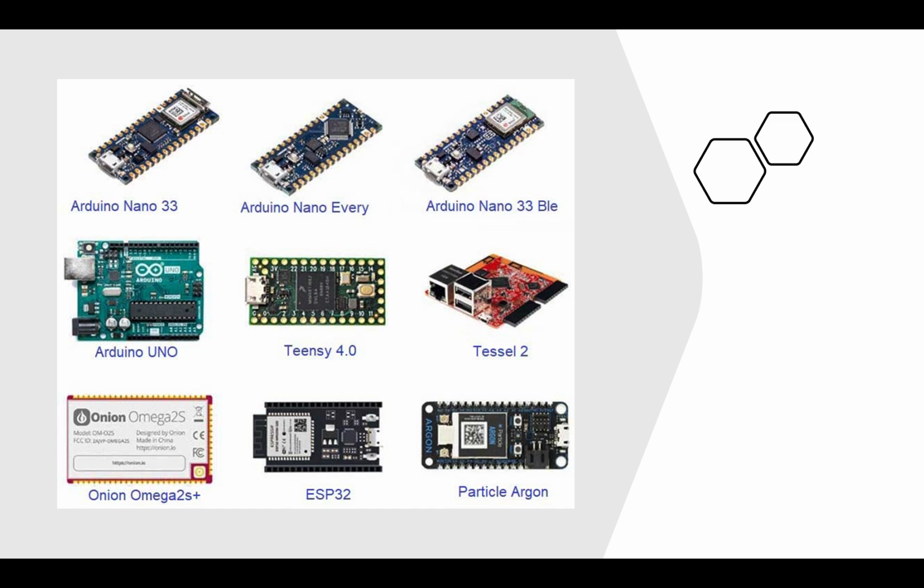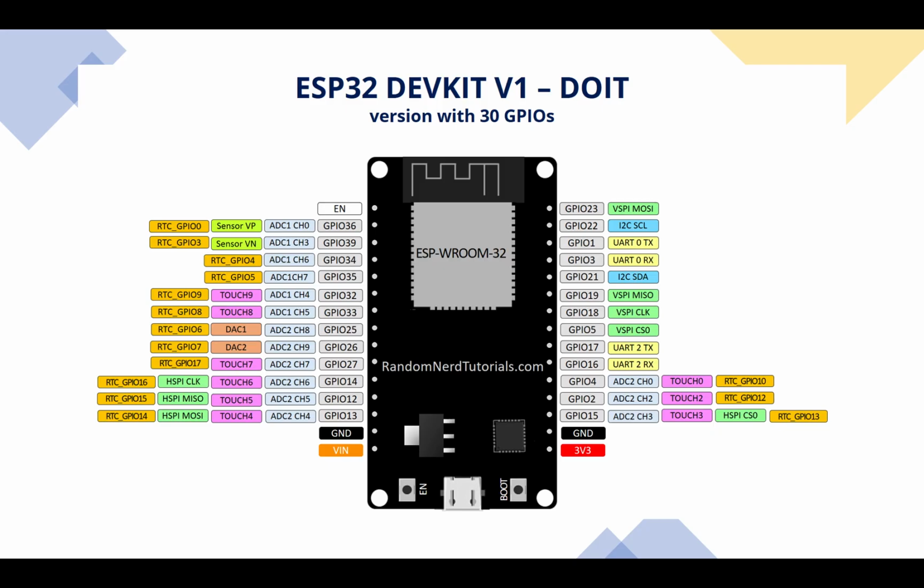There are a number of development boards that we can use, starting from Arduino, ESP32, Onion Omega, Raspberry Pi. There are a bunch of them, and these are some examples. Now we will be using the ESP32 developer kit. This kit has Wi-Fi and Bluetooth built in, and that's what we will make use of for now.